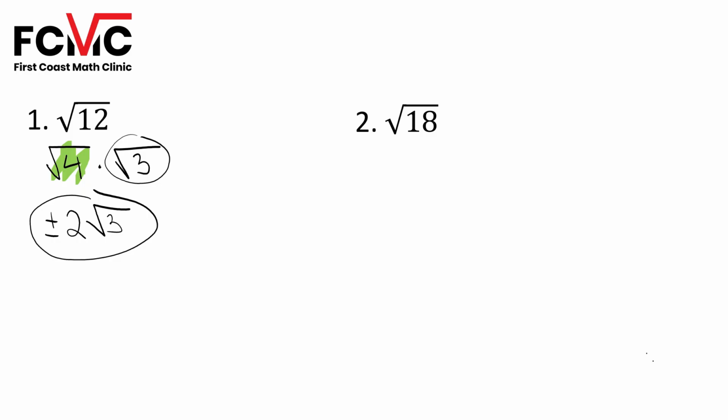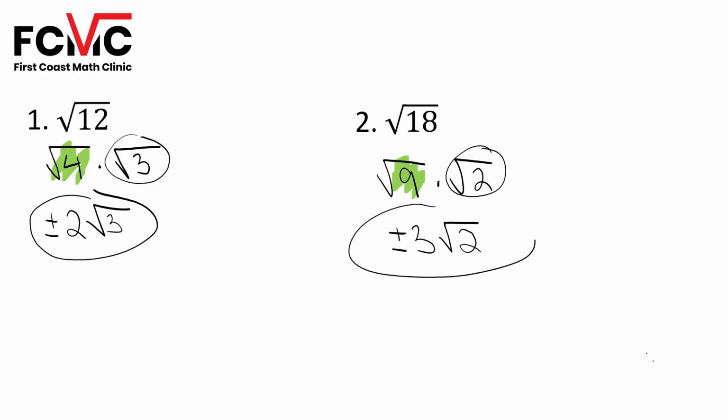Number 2, square root of 18 is not a perfect square, but we could factor 18 into square root of 9 times square root of 2. Square root of 9 is our perfect square. Square root of 9 is going to be positive and negative 3. Again, square root of 2, 2 is our prime number. We can't factor it anymore. We can't take the square root of it. So we're just going to multiply it by our positive negative 3. So we'll get positive negative 3 times our square root of 2. And that's our exact answer for number 2 for square root of 18.